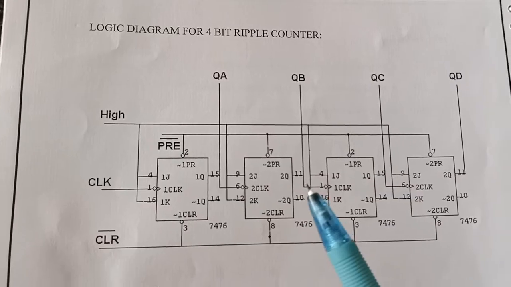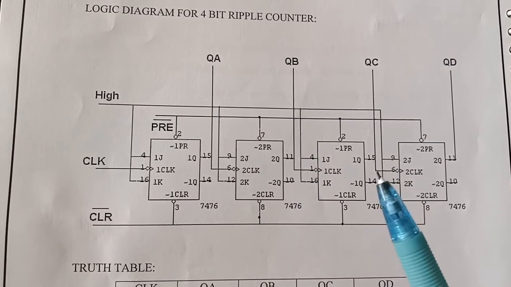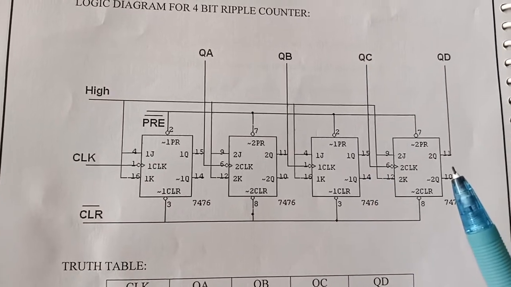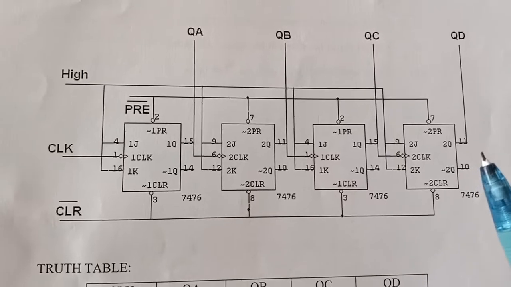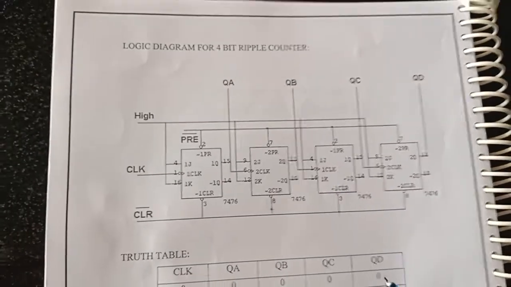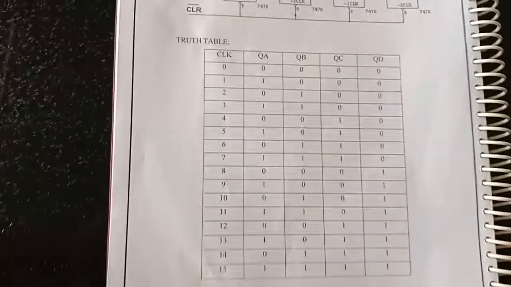So QB is the output of the second JK flip-flop, pin number 11, and QC is the output of the third JK flip-flop, pin number 15, and in pin number 11, QD is the output. So this is the logic diagram and connection diagram of a 4-bit ripple counter. So this is the truth table.